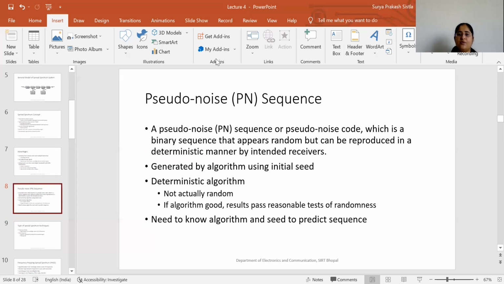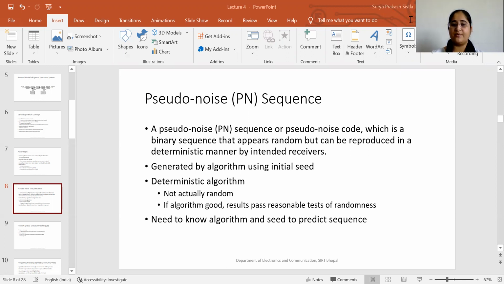Now first we will see what is a pseudo noise sequence. A PN sequence, named pseudo noise sequence or pseudo noise code, is a binary sequence that appears random in nature, but it can be reproduced in a deterministic manner at the receiver side. It is generated by an algorithm having some initial seed. There are various algorithms to generate the pseudo noise sequence.